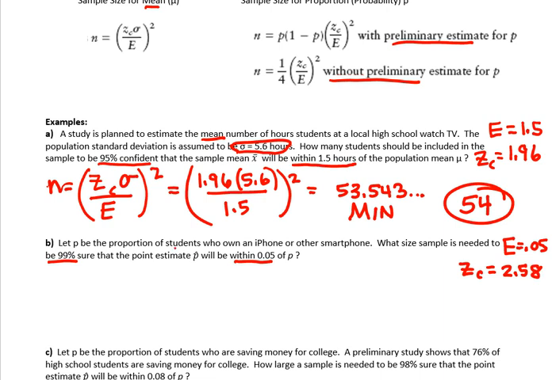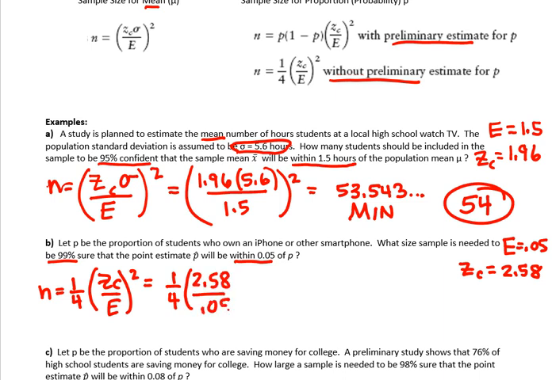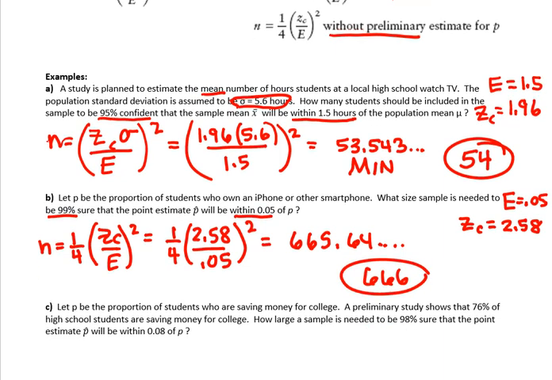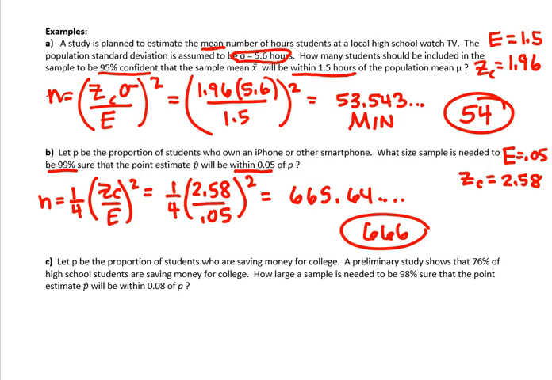So I'm trying to estimate a p hat, but I don't have any clue about what p hat is. So that's going to be without a preliminary estimate. So I'm going to use the one that's 1/4 times z sub c over the error, squared. Okay, so that is 1/4 times 2.58 over 0.05, squared. I end up with 665.64 and some change. Remember that we're going to round up. Don't freak out about that. It is just the answer to our problem. All right. So I take my answer, I round up.